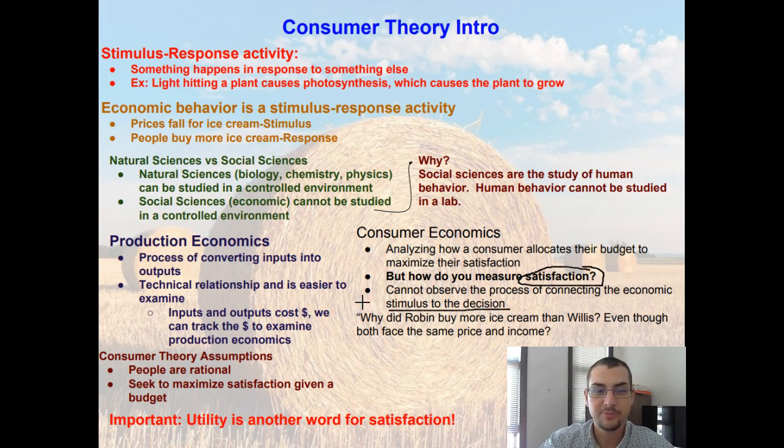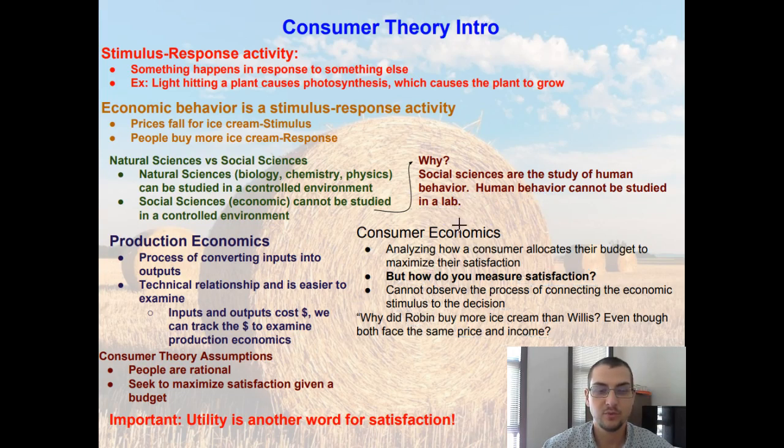But then it also brings up this other aspect of, why did Robin buy more ice cream than Willis, even though they both had the same price and the same income? How can we measure that? How can we quantify that? How can we go about and actually place a value or a measurement on that? Because here we have two individuals buying a different amount of ice cream, but they're set up in the exact same environment. Remember, that's that human behavior, that cannot be studied in a lab.